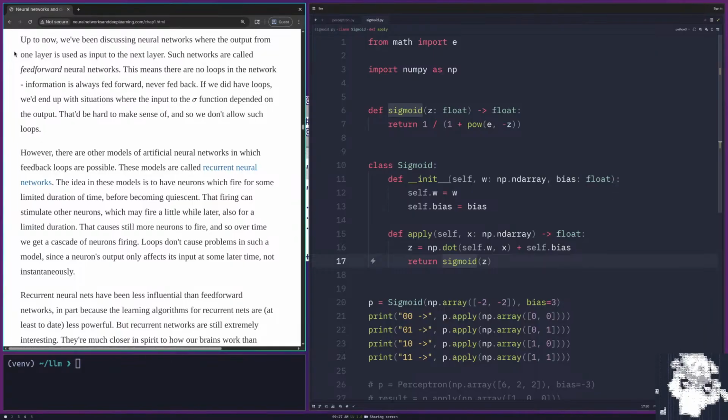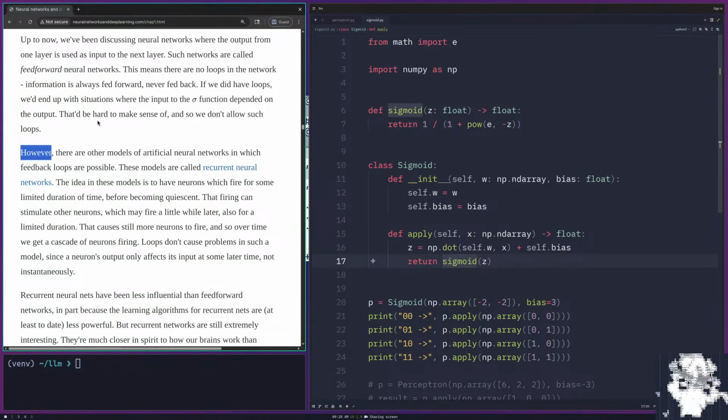Up to now, we've been discussing neural networks where the output from one layer is used as the input to the next layer. Such networks are called feed-forward neural networks. This means that there are no loops in the network. Information is always fed forward, never fed back. If we did have loops, we'd end up with situations where the input of the sigmoid function depended on the output. That'd be hard to make sense of, and so we don't allow such loops.